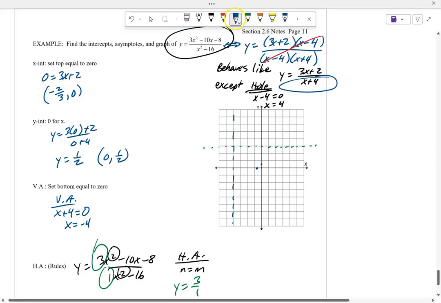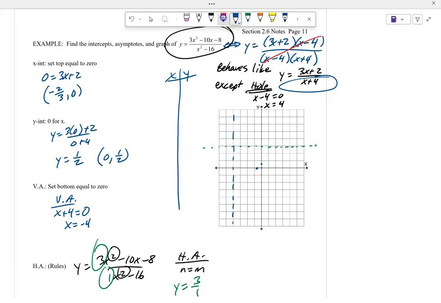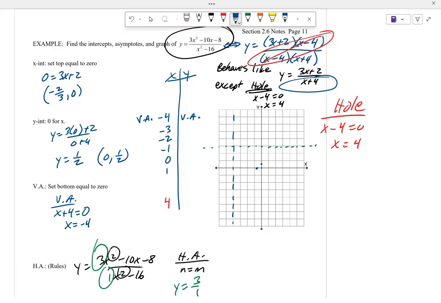And then I'm also going to find where this hole is, for when I'm graphing this. It's at 4. Again, that came from, remember, x minus 4 canceled. So I have a hole at 4, and I have a vertical asymptote at -4. This is my vertical asymptote. Throw those in as well, just as many as you need.